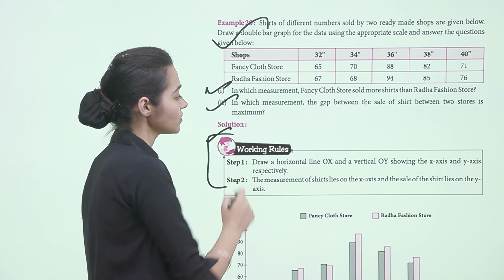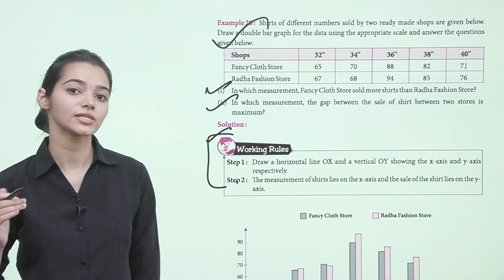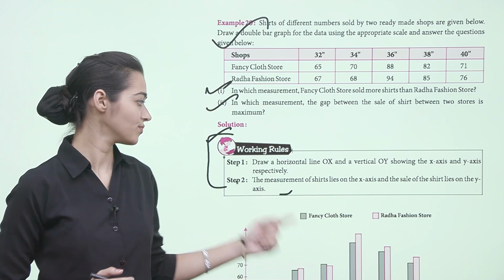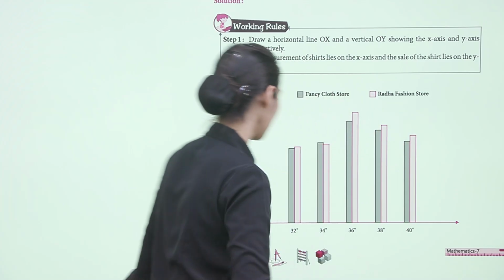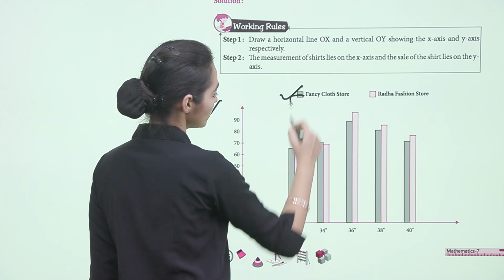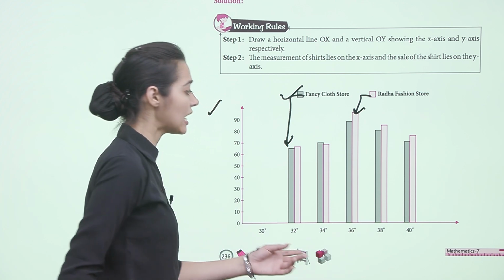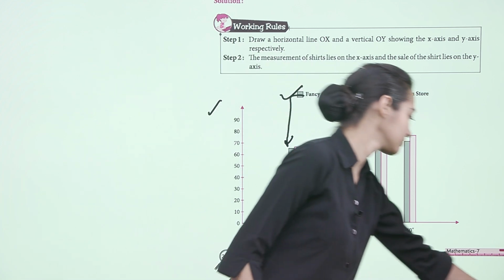So here are the working rules. Firstly, we draw a horizontal and a vertical line, OX and OY. Then the measurement of shirt lies on the x-axis and the sale of shirts lies on the y-axis. Here's our Fancy Clothes Store with the grey bars and Radha Fashion Store with the pink bars, and this is the graph.